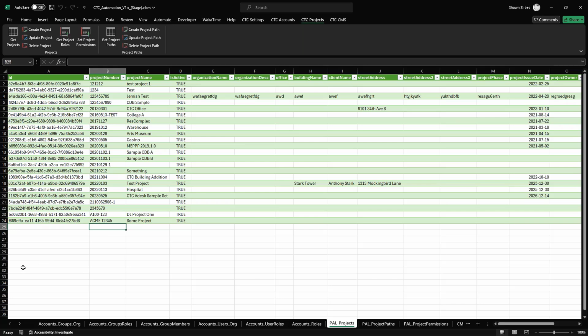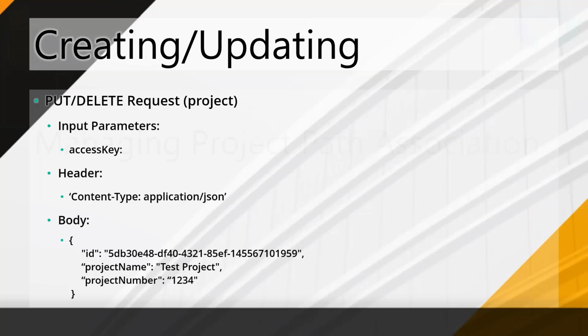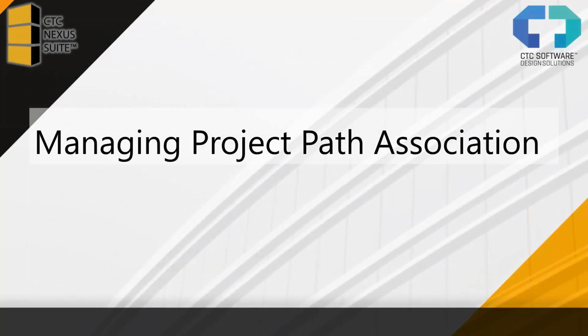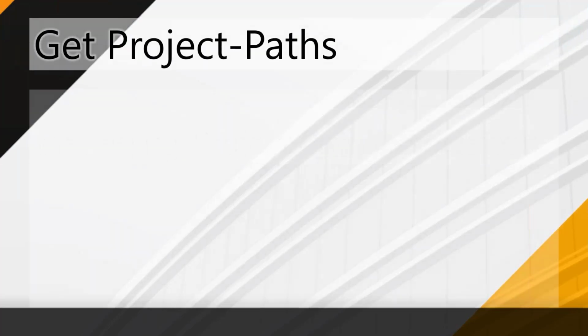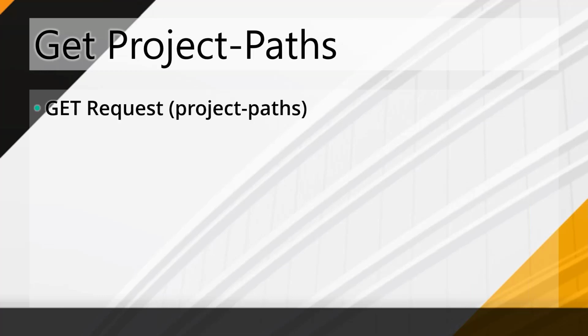Now, one of the other things you can do is managing project path associations. And from this point forward, just to save some time, I'm not going to continue the demonstration in the Excel space. We're just going to talk through how this data comes back. So we're going to be getting project paths here. This is another get request, specifically targeting the project paths collection or resource inside of there.